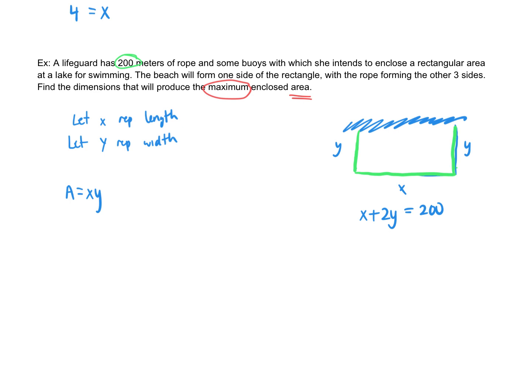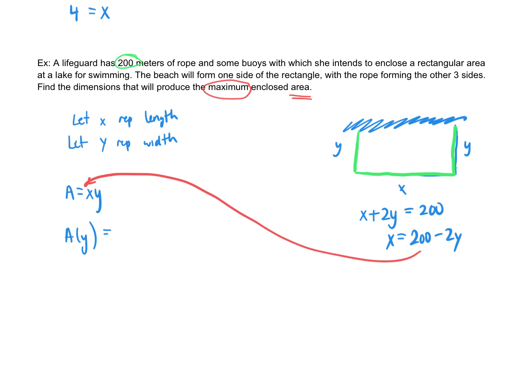And now I can isolate for one of my variables. I'm just going to isolate for x. Bring the 2y over, and now I can go ahead and replace x with this expression. And then my whole equation is going to be about y. So I'll have y times that x. And now I'm just going to expand and simplify this, and then I'll take the derivative.